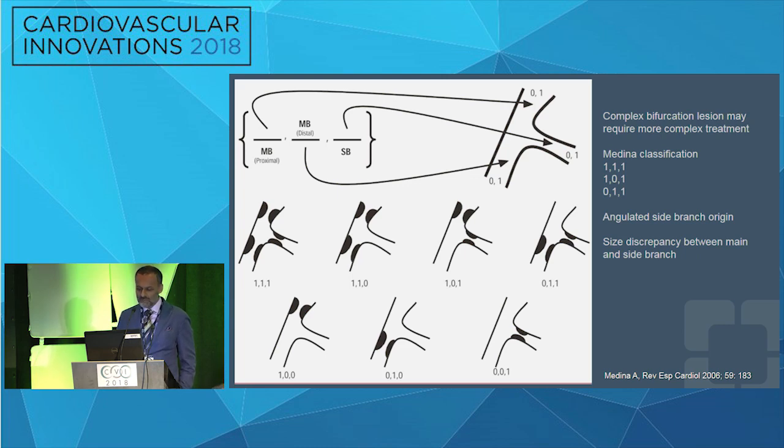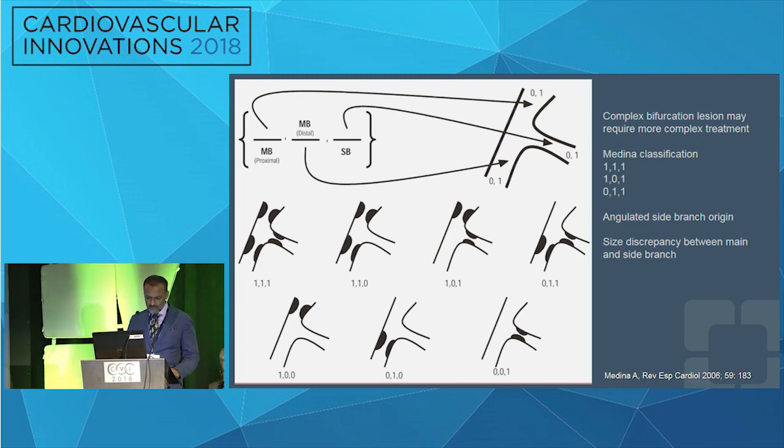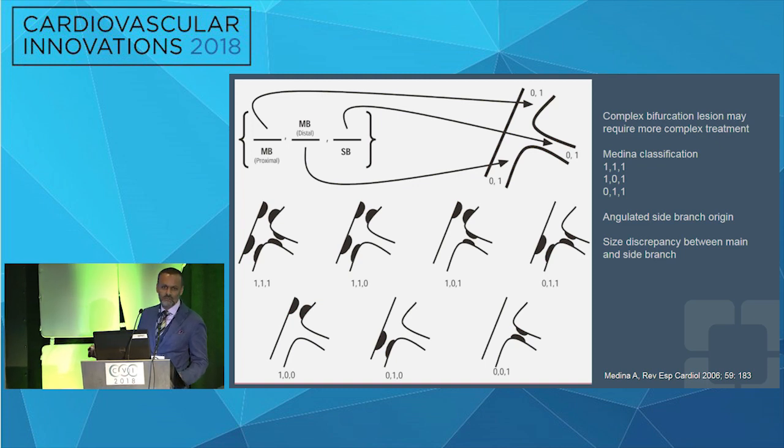The reason I bring this up is not all bifurcations are the same, and it's the anatomy, honestly, that sort of dictates the strategy. So for example, a Medina 111 or a 101 or a 011, that's not quite the same thing as a 100. So obviously the strategy employed is going to be dictated by the anatomy.